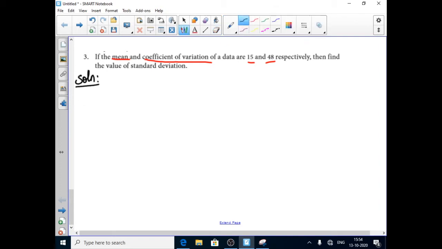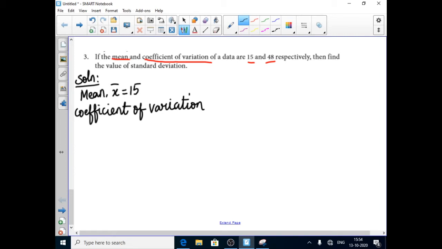Solution: mean, x bar is equal to 15. Next, coefficient of variation is equal to 48. We have to find the value for standard deviation. Coefficient of variation, we know the formula, so write sigma by x bar into 100 is equal to 48.